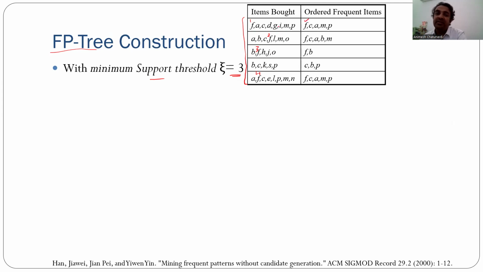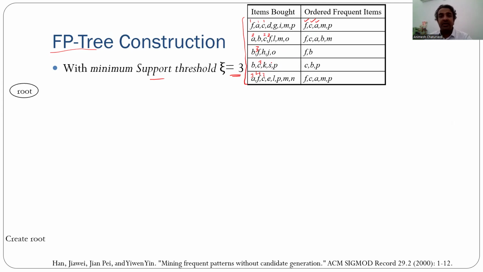Then you calculate for A, which is appearing 1, 2, 3 times, so A is also frequent. If you calculate C, 1, 2, 3, it is basically 3 times. Again, C is frequent, and so on.